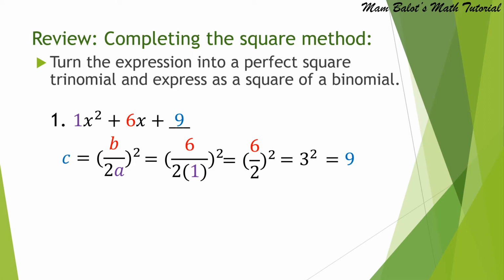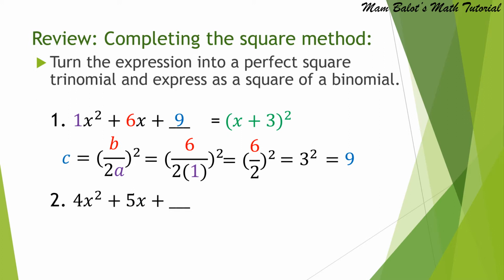So to express this into a square of a binomial, we just need to get the square root of the first term, which is x, then use the sign of the middle term, which in this case is positive, so we have plus, and then the square root of the last term, which is 9, and the square root of 9 is 3, so we have (x plus 3) squared.